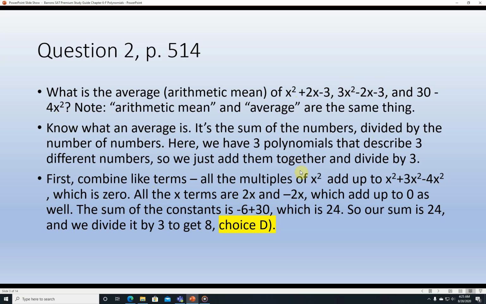So first you want to combine like terms, all the multiples of x squared. Those add up to x squared plus 3x squared minus 4x squared, which just adds up to 0. So you see 1 plus 3 is 4, minus 4 is 0. All the x terms are 2x and minus 2x. Should be pretty easy to see that that adds up to 0. And the sum of the constants is negative 3 plus negative 3 plus 30, which is 24. So your sum is just 24, and we divide it by 3 to get 8, which is choice D. Classic SAT problem. You go through this whole rigmarole just to get one simple number.